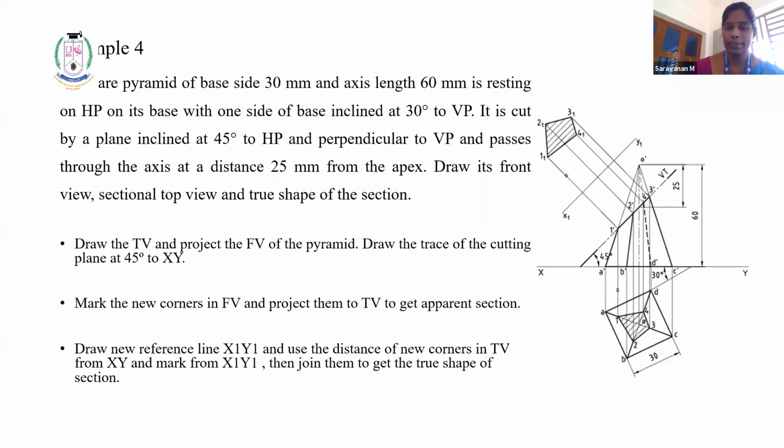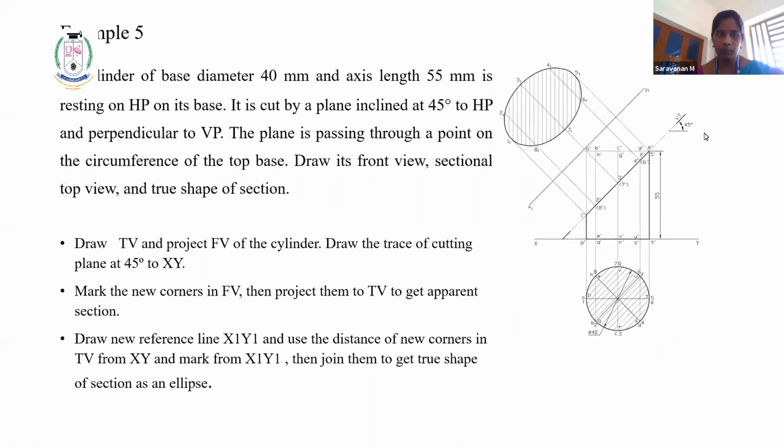So this is the first condition. What is the first condition? The sectional plane is inclined to HP and perpendicular to VP. We have one more condition: the sectional plane is perpendicular to HP and inclined to VP. So that's the next one. This is another example, cylinder.